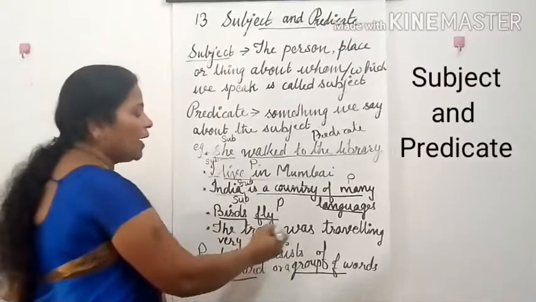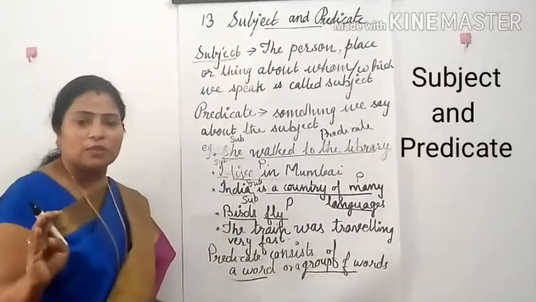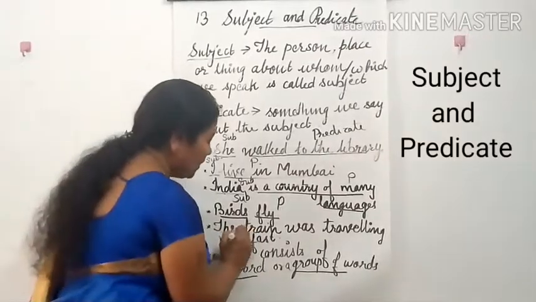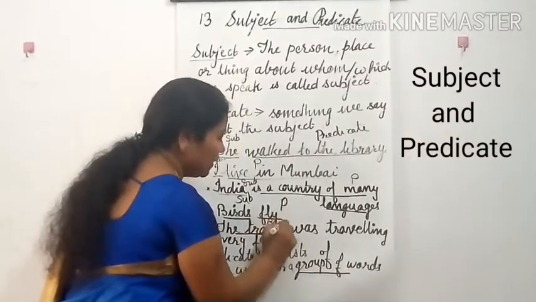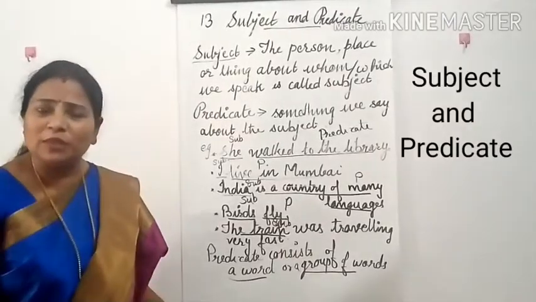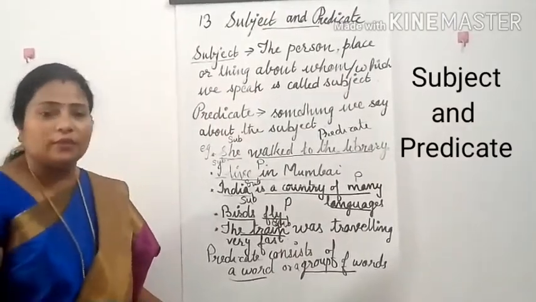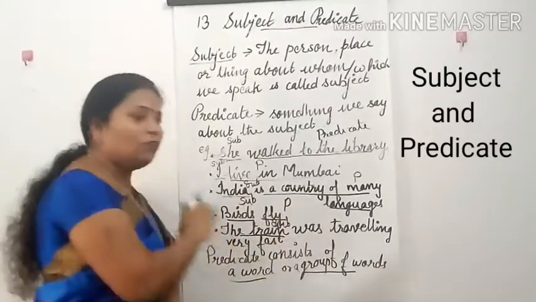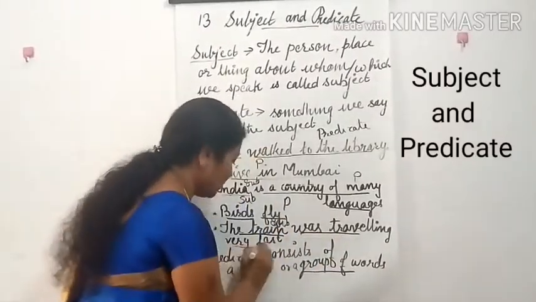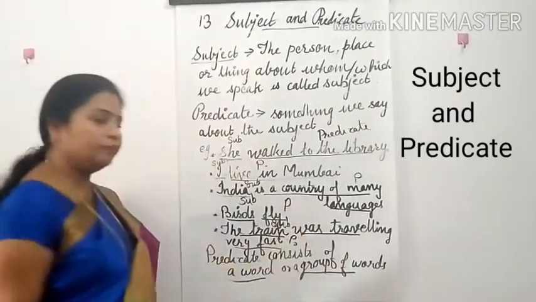Next, the train was traveling very fast. About whom are we talking? ആരെ പറ്റിയാ നമ്മൾ പറയുന്നത്? We are talking about the train. So it becomes the subject, right? And what are we saying about the train? നമ്മൾ ട്രെയിനിനെ പറ്റി എന്താ പറയുന്നത്? That it was traveling very fast. So was traveling very fast becomes the predicate.